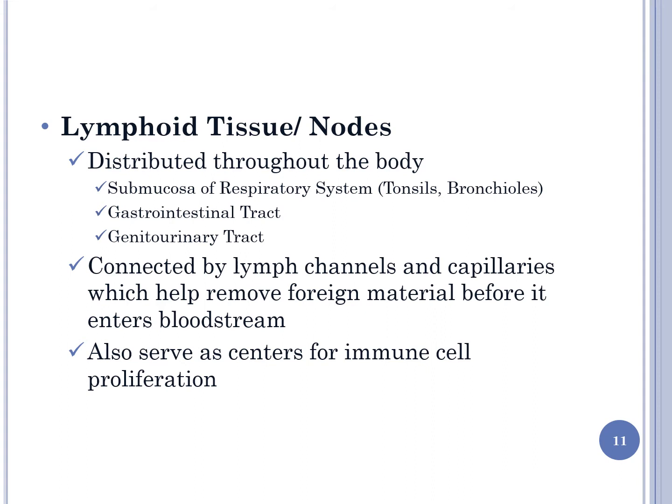You have your GI tract as well, genitourinary tract as well. So you have lymph channels and capillaries that are removing foreign material before it enters the bloodstream. Also serves as a center for immune cell proliferation. So lymphoid tissue, highly, highly valued.